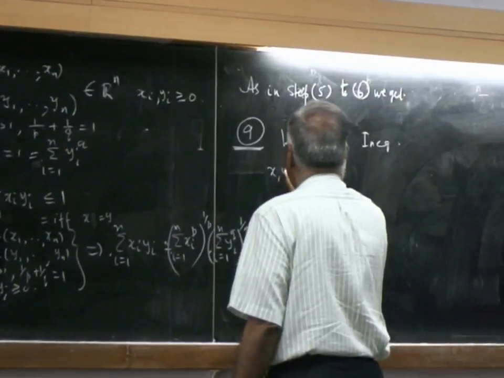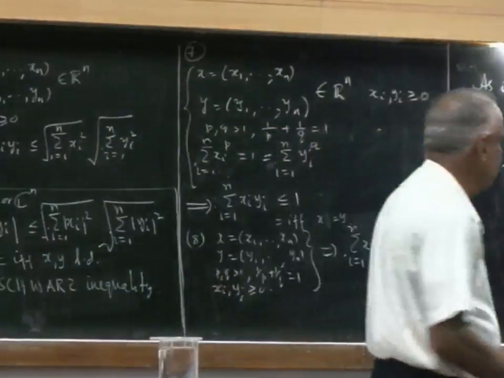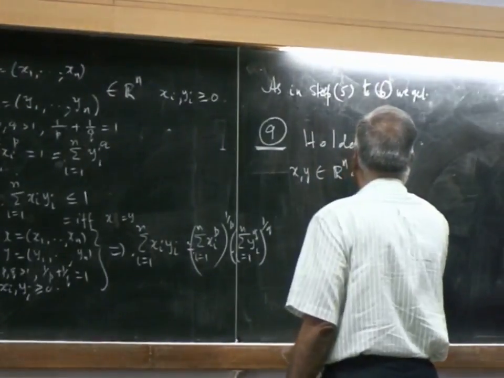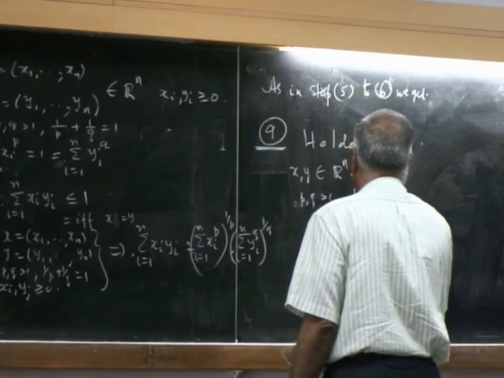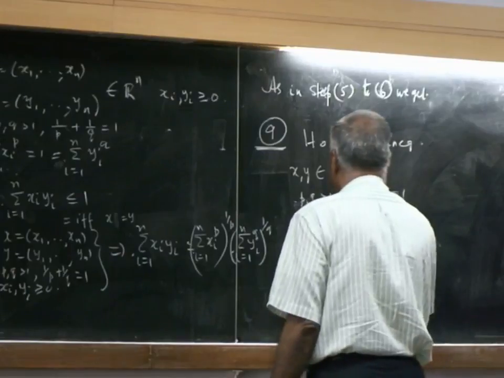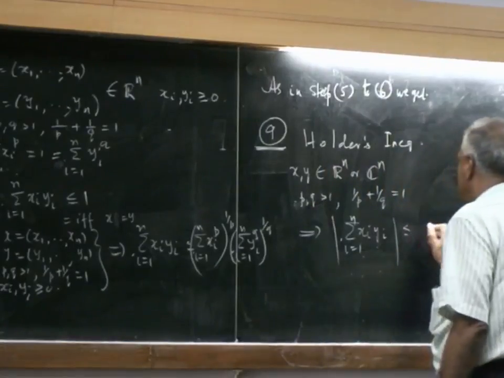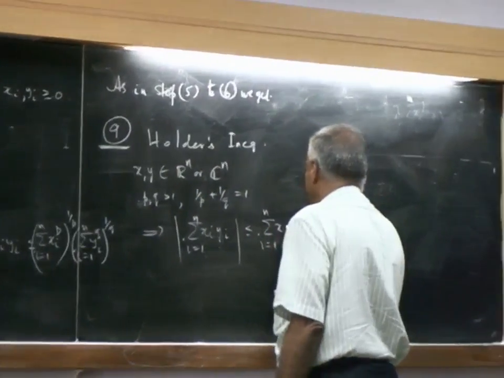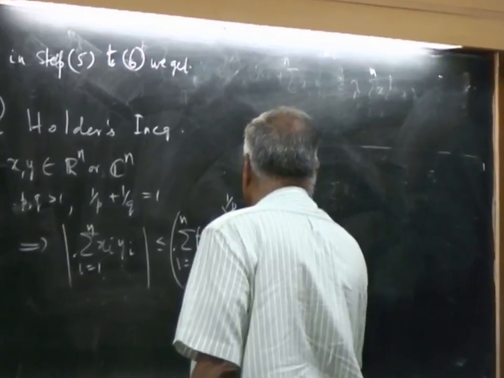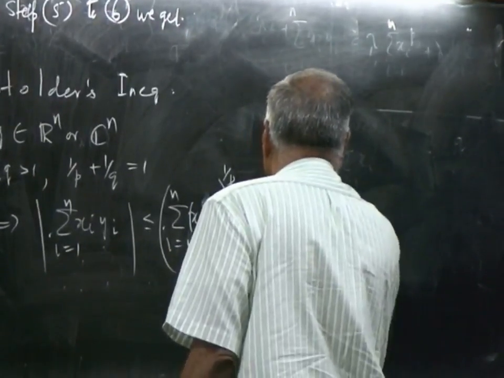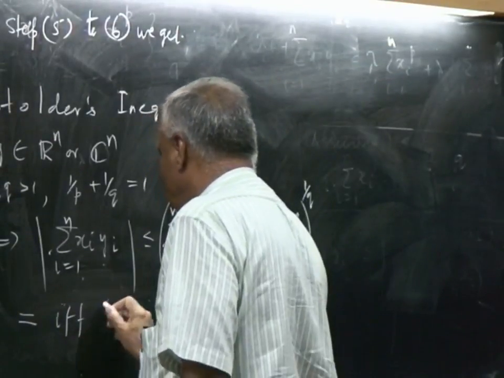which says that x, y belong to, again we can have Rn and then Rn to Cn also, because the modulus things work. Rn or Cn, and p, q greater than 1, 1 over p plus 1 over q equal to 1, implies modulus of summation i equal to 1 to n xi yi is less than or equal to summation i equal to 1 to n mod xi to the power of p, to the power of 1 over p, into summation i equal to 1 to n mod yi to the power of q, to the power of 1 over q. Equality only if x, y.